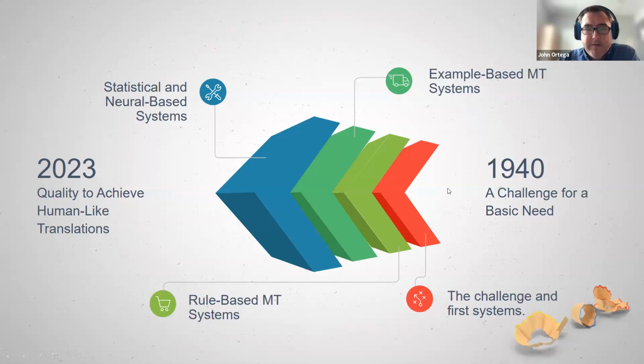Now we go from the 1940s all the way to today. We've seen several different types of systems, starting off with, not even the rule-based systems, the first systems, which were even before rule-based systems. They were just using dictionaries from the source language to the target language. Then the rule-based systems came out, and then example-based, statistical, and neural-based, and finally the neural-based systems that we're using today are based on large language models.